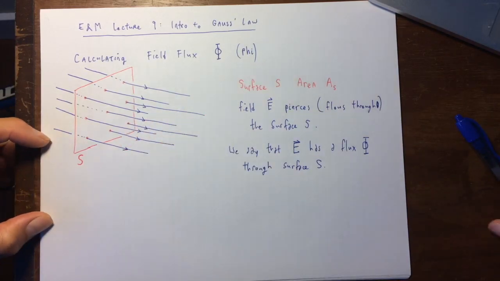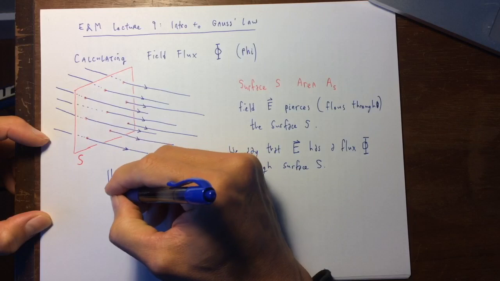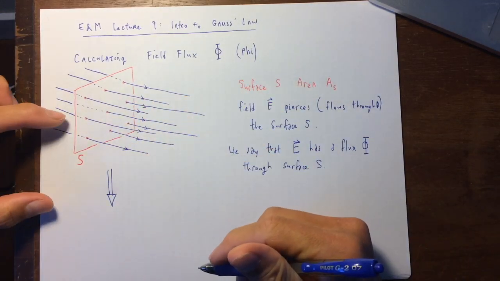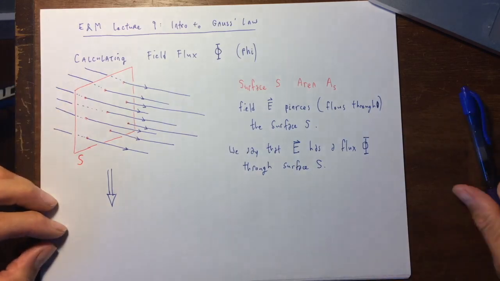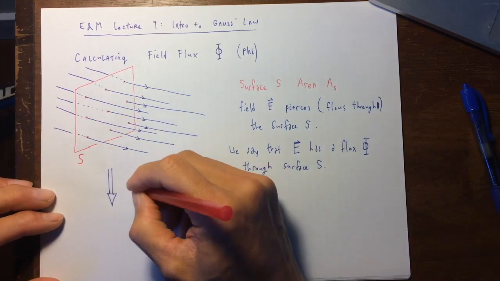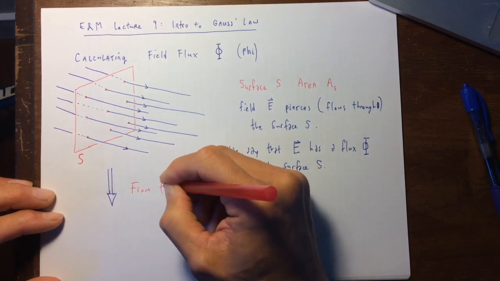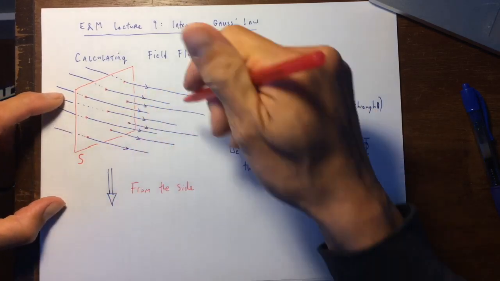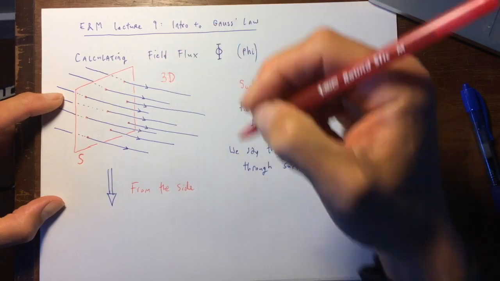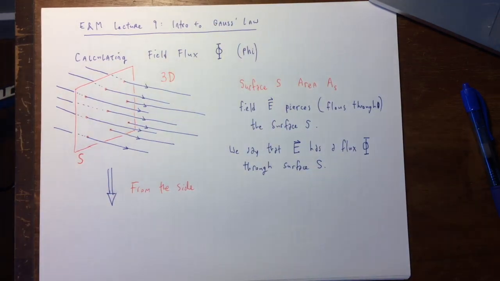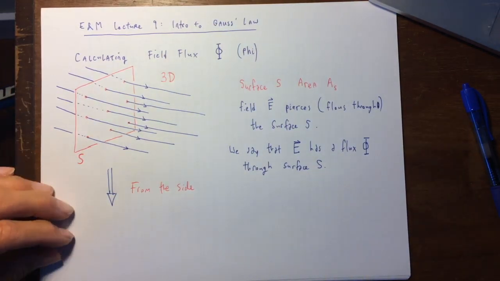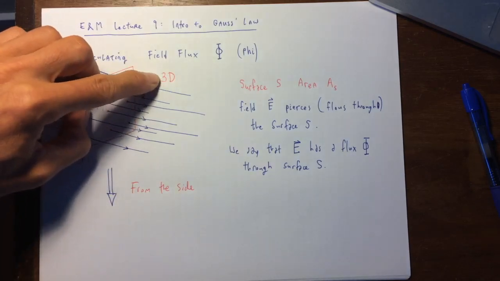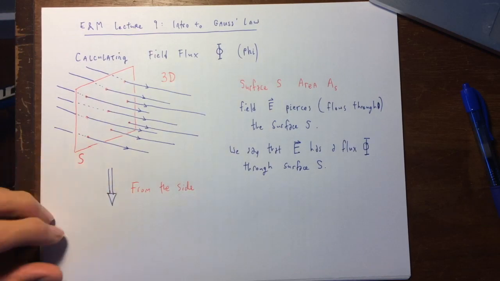A quick way, or a summarizing way, to draw a picture of this situation is to look at it from the side. But you know that really this is a three-dimensional issue, right? Electric field and electric force and charge have three-dimensional presentations. But let's draw from the side.